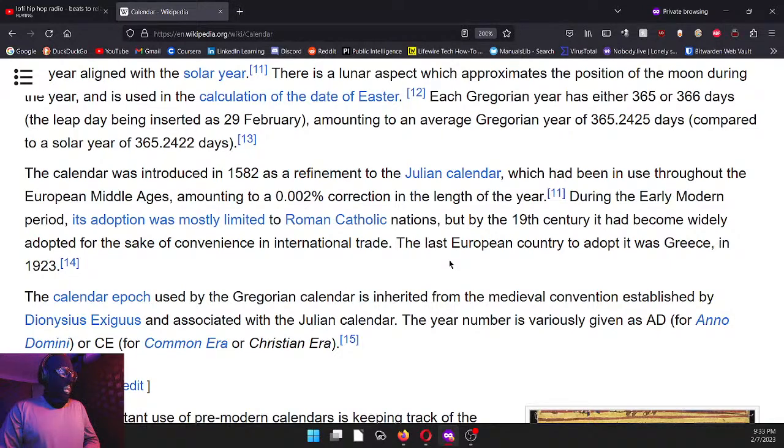During the earlier modern period, its adoption was widely limited to Roman Catholic nations, but by the 19th century, it had become widely adopted for the sake of convenience in international trade. The last European country to adopt it was Greece in 1923.